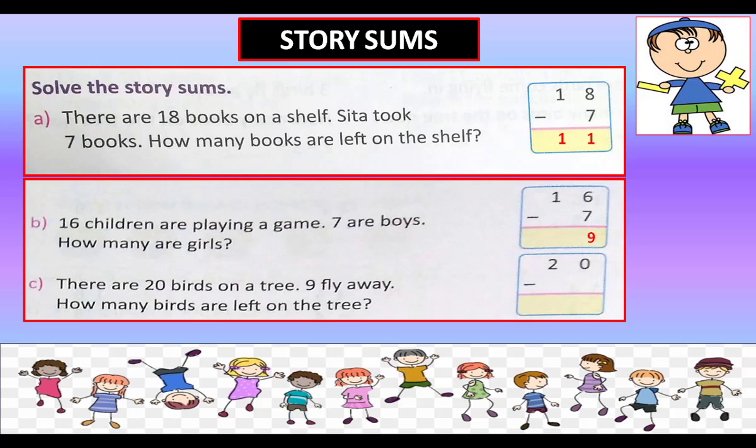Now the next example. There are 20 birds on a tree. 9 flew away. How many birds are left on the tree? So 20 birds on a tree minus 9, that is they flew away. So how many are remaining? How many are left? So 20 minus 9 is 11. You just have to count backward. 9.